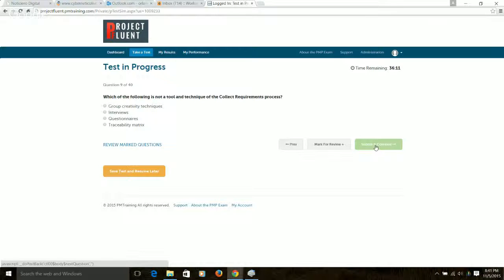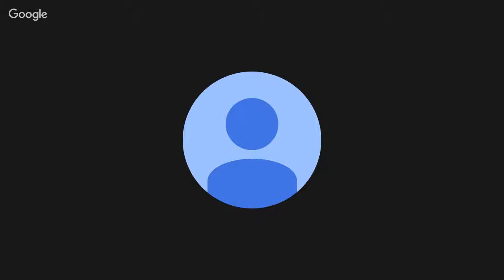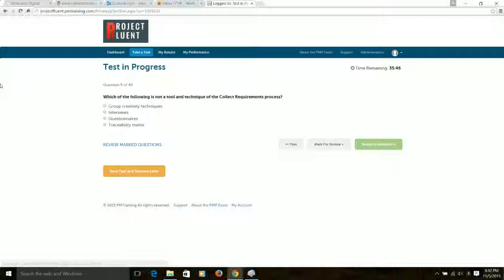We'll reinforce that. So the next question, number 9, is: which of the following is not a tool and technique of the collect requirements process? The first one is group creativity techniques, interviews, questionnaires, and traceability matrix. Traceability matrix. That sounds about right. Yes.